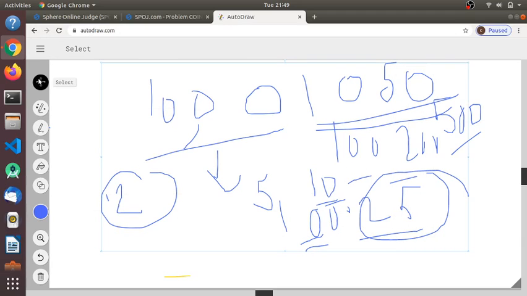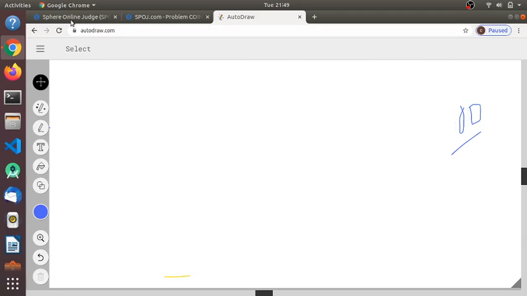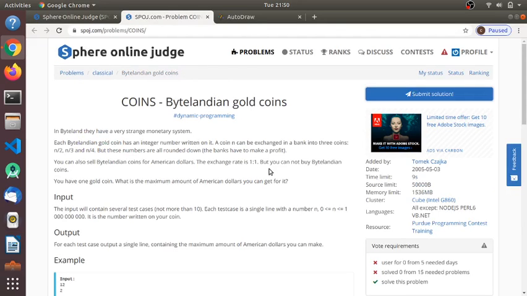So let us understand this problem. These numbers are all rounded down, so you have to understand how the bank is going to make profit and how you are at a loss. You can also sell Bytelandian coins for American dollars. The exchange rate is 1 to 1. Suppose you have a friend who tells you, don't go to the bank if you think they are giving you coins where you get a loss. Just give me your coins, I will give you exactly that amount of money. So the exchange rate is 1 to 1.